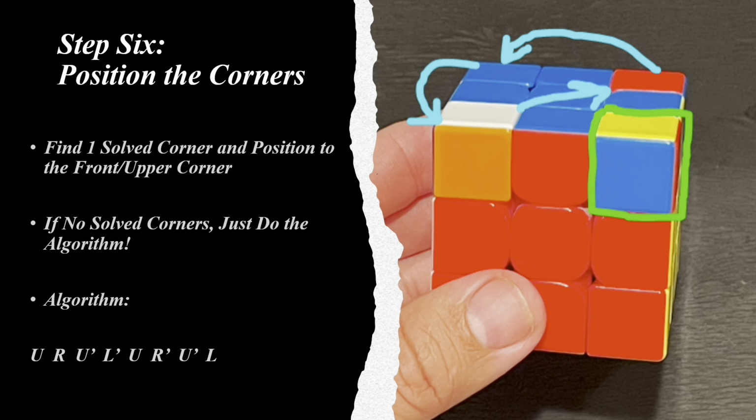Once we do that, we're going to check each of the corners. The one that we had in the upper right will still be in the same place. Each of the others will have shifted 1 spot, and we just have to check to see if they're now in the right place. If they're not yet in the right place, you just do that same algorithm again. U, R, U prime, L prime, U, R prime, U prime, L.